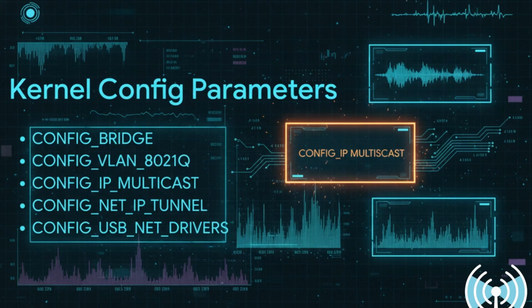CONFIG_IP_MULTICAST. This is a total deal breaker. ATAK relies entirely on multicast traffic to broadcast telemetry to all nodes simultaneously. We also need essential modules loaded up, primarily the batman-adv module, which acts as our Layer 2 mesh routing protocol.